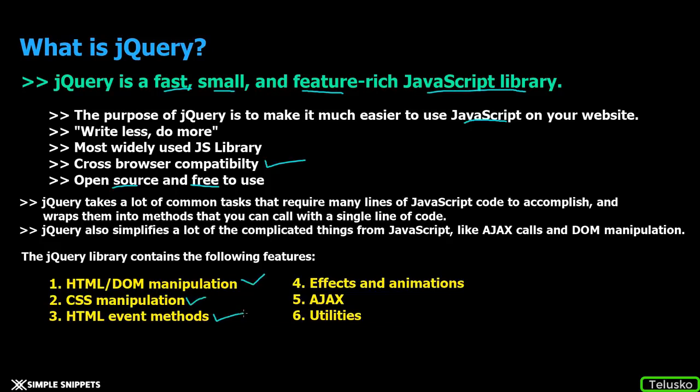We have HTML events. Events are handled a little bit differently in jQuery. We have the same set of events, but they are handled differently. We have many effects and animations which can be done in a single line of code, and that's the example that I'm going to show you today. Then we have AJAX, which is asynchronous JavaScript and XML. Then we have different utilities, and on top of jQuery we have jQuery UI and some other technologies as well, which we can touch upon at the end of this video series.